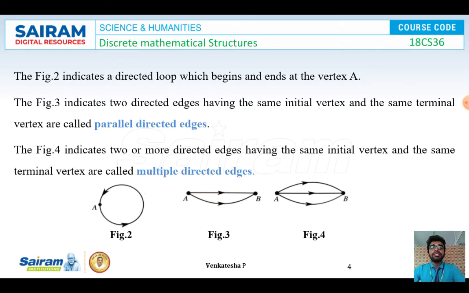If the initial vertex and the terminal vertex of a particular edge are the same, we call it a directed loop. In figure 3, we can observe two directed edges having the same initial vertex and the same terminal vertex. Those kinds of edges are called parallel directed edges. And figure 4 indicates two or more directed edges having the same initial vertex and the same terminal vertex. Those kinds of edges are called multiple directed edges.